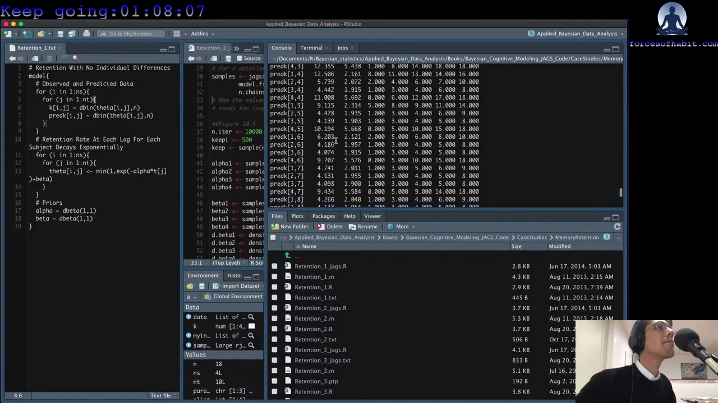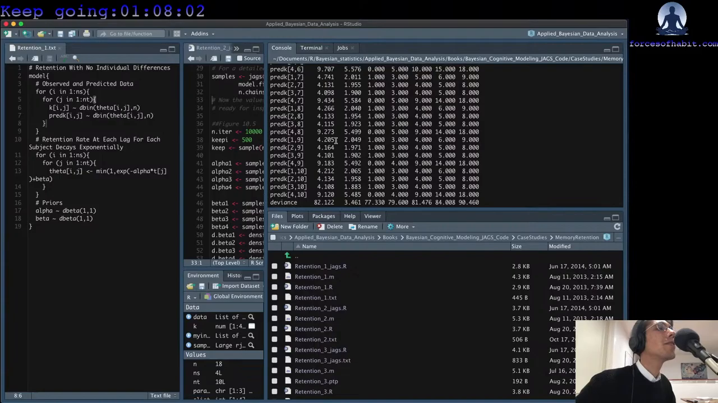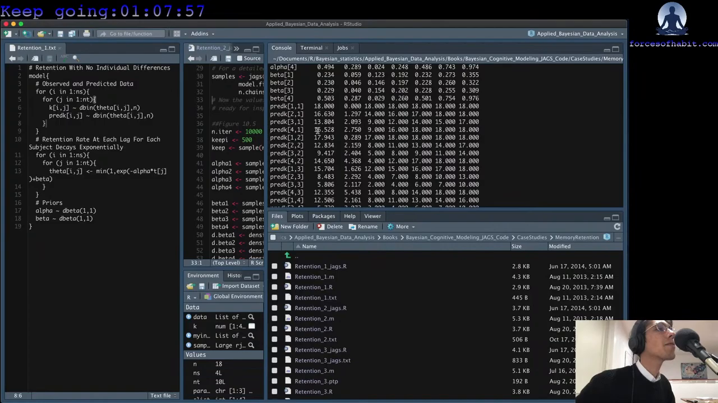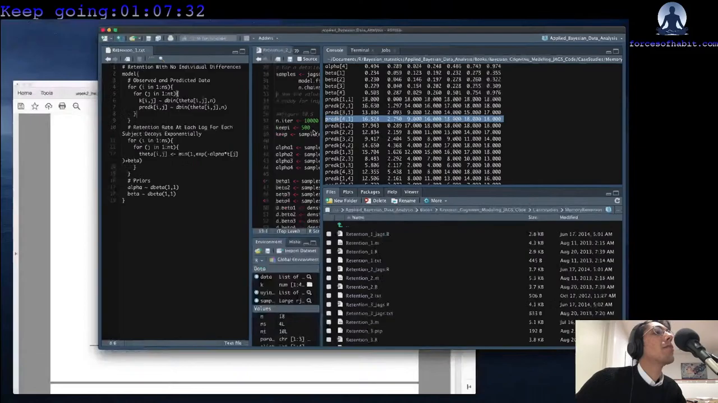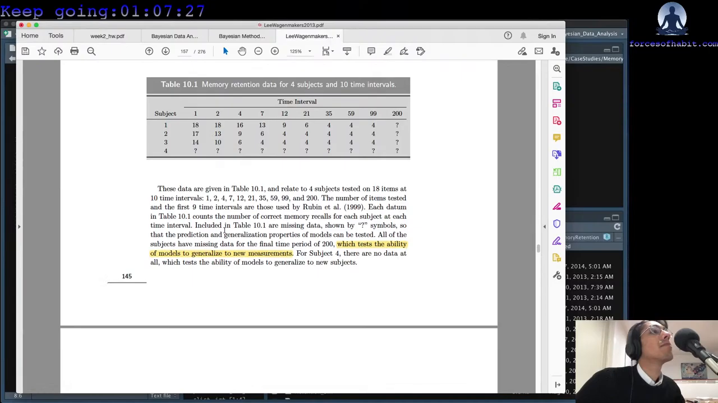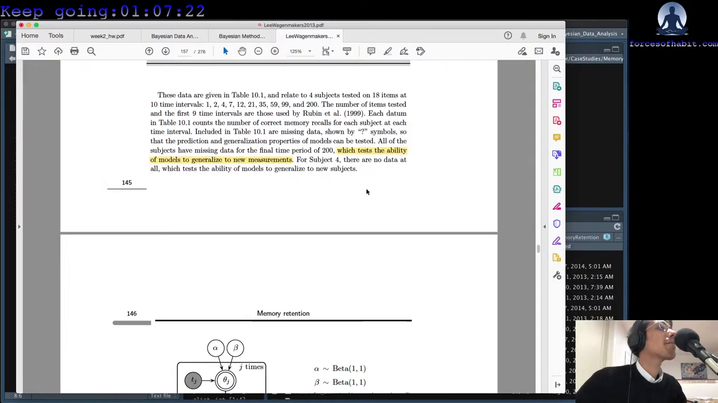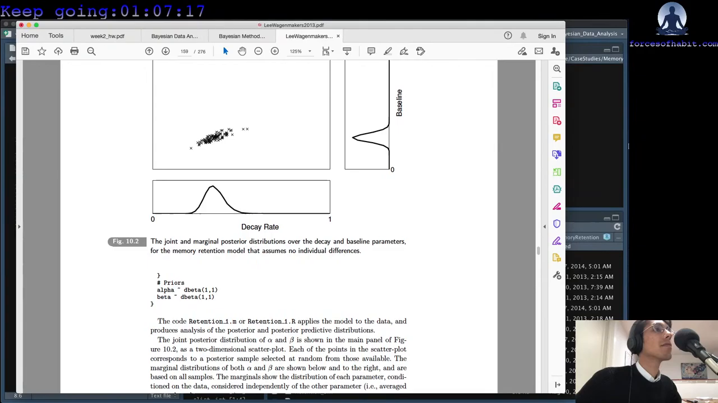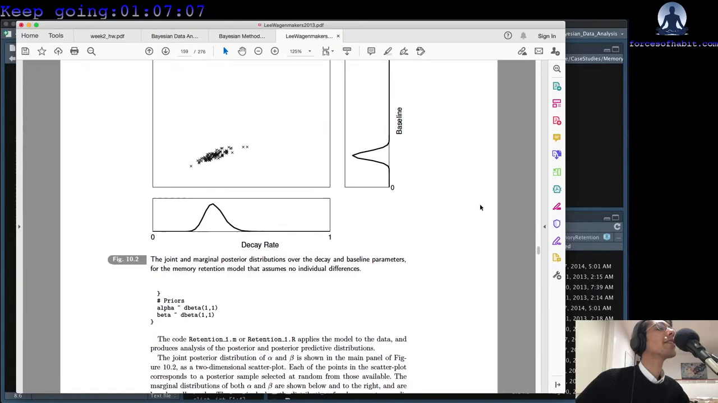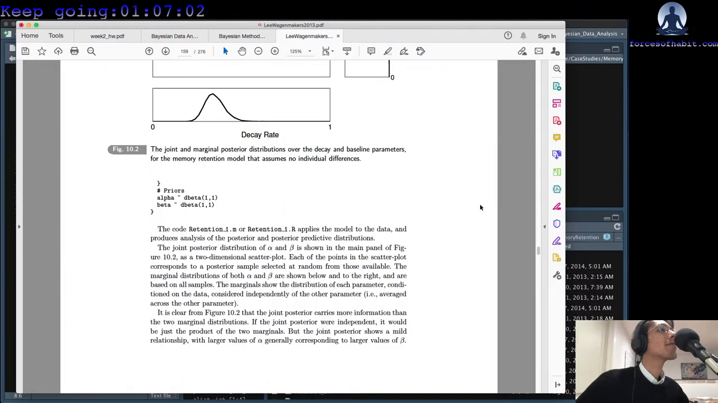Interestingly enough, let's take a look at the predictions for the fourth subject. The first observation is 16, so that's like the average. It's like between 13 and 18. Notice how the variability surrounding the fourth person's estimate is larger than the first person, for example. And that is reflective of our confidence in this estimation, in part because we were not given any information here. The data didn't tell us anything. Okay. So you can think of, right, the baseline and then the decay rate for each subject.